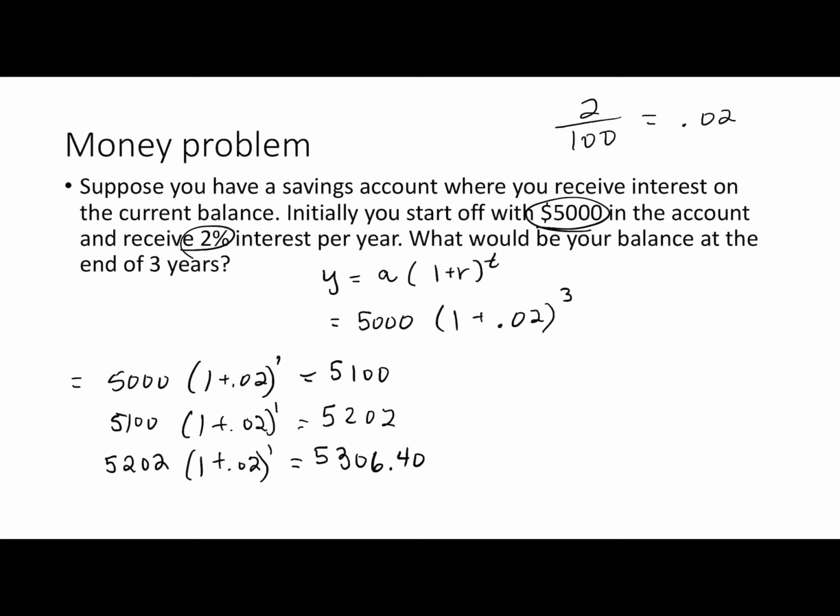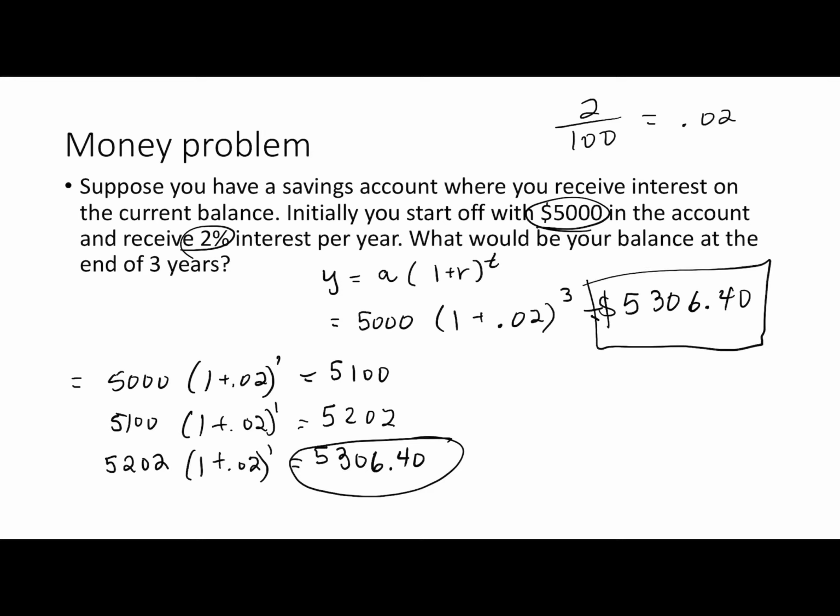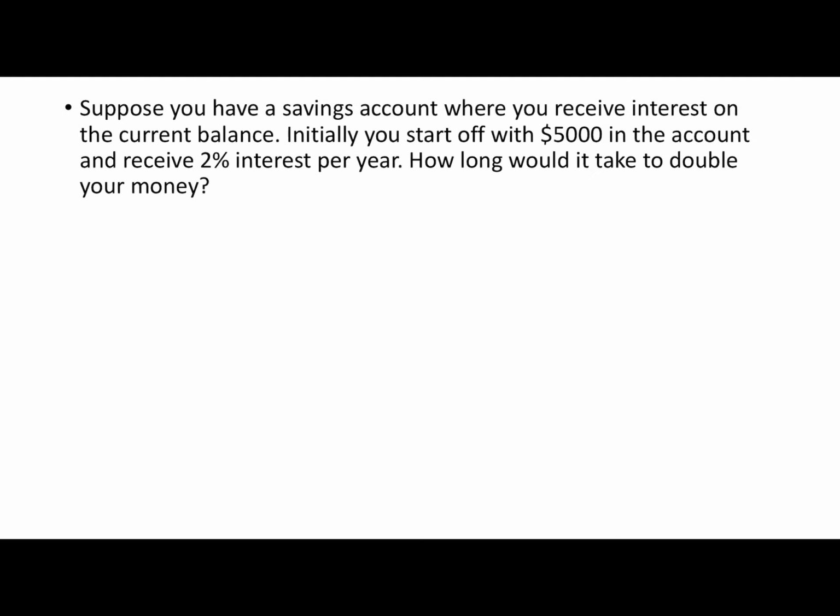Now, our answer for this problem was 5,306 with 40 cents. But let me try it this way too, just to make sure. 5,000 times 1 plus 0.02, which is just 1.02, to the power of 3. And actually we got the exact same answer, which is pretty nice because that means whether you do it one way or the other, you're still going to get the right answer. That's what's so fun about math. You can get to the right answer in so many different ways.